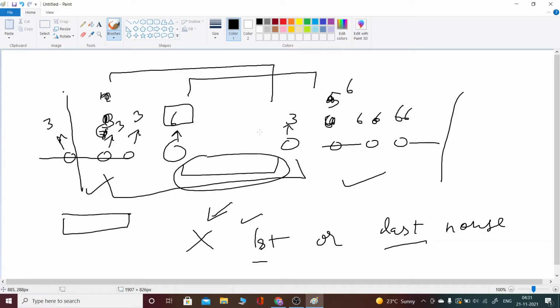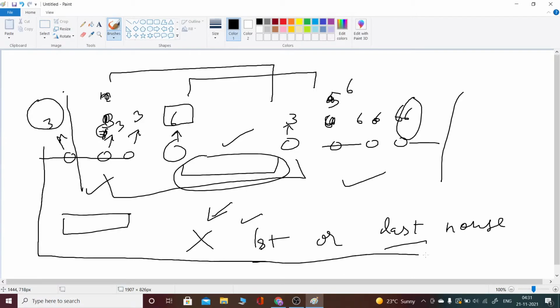So again, this is not the maximum distance. Why? Because I would pick this 3 and this 6, and then the whole distance is way bigger than the intermediate distance that you claimed would be the maximum. Hence proved that the first or last house should always be included. This I proved. Now we will see the code.